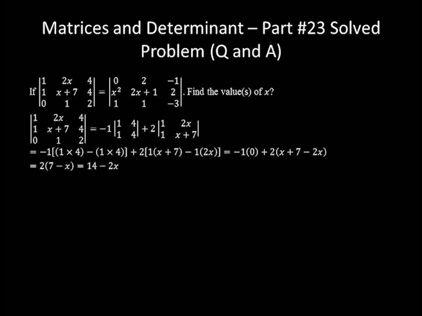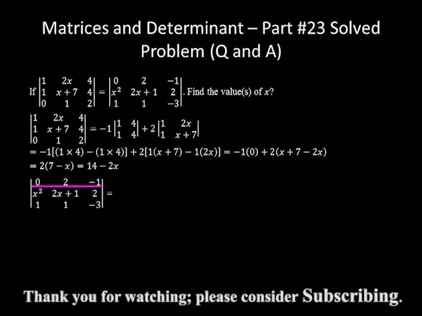To find the determinant of this right hand side matrix, let's choose row 1 elements as the coefficient and assign their signs as positive, negative, and positive. The first coefficient is 0, so no need to include it in the calculation. The second coefficient is 2 with negative sign, thus minus 2 times the determinant of the second 2 by 2 matrix.